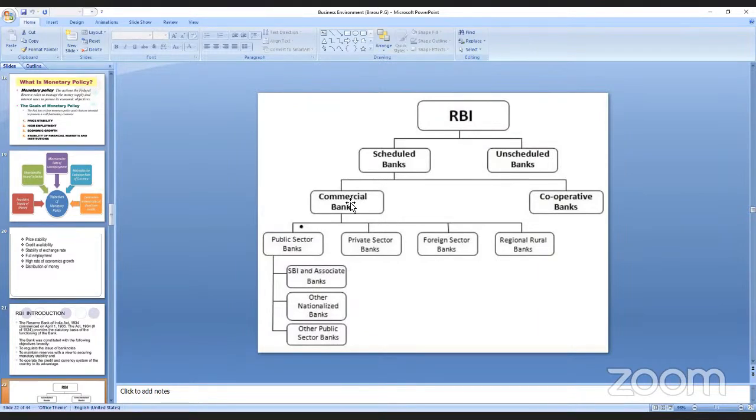So in the villages, there is a cooperative sector, with rural cooperative banks. These banks are useful only for rural areas. They give loans to agricultural people. And here, the commercial bank is one of the most important ones. Under this, we have public sector banks and private sector banks.